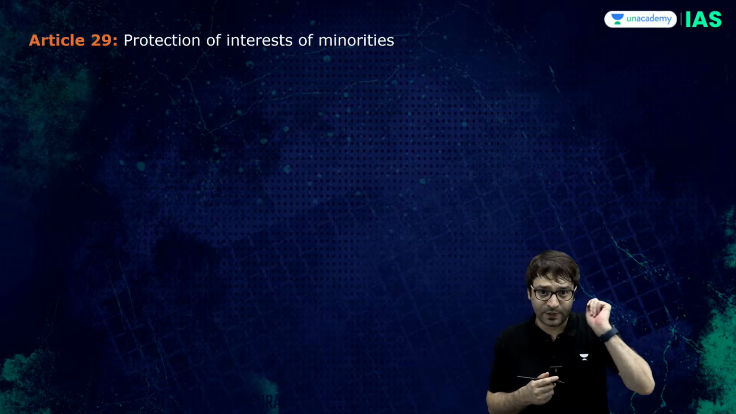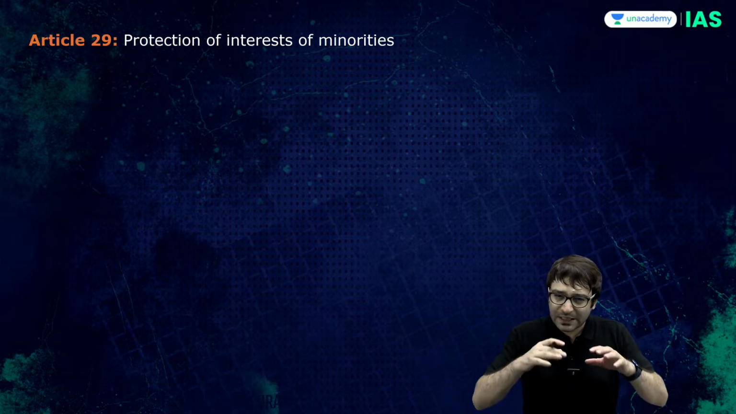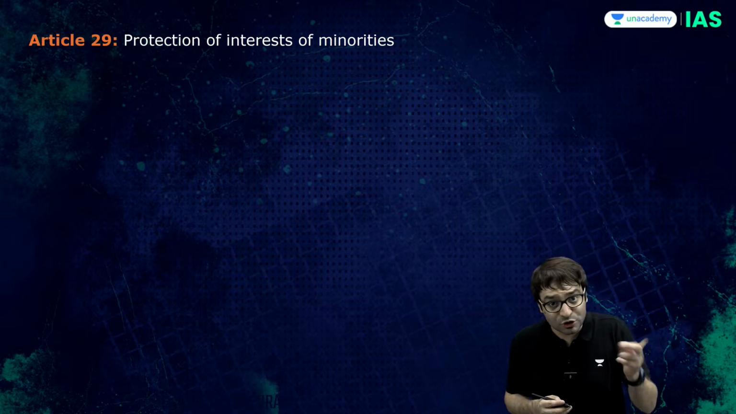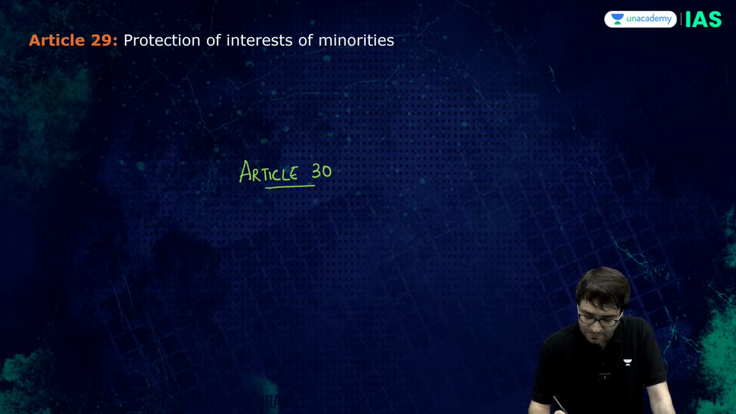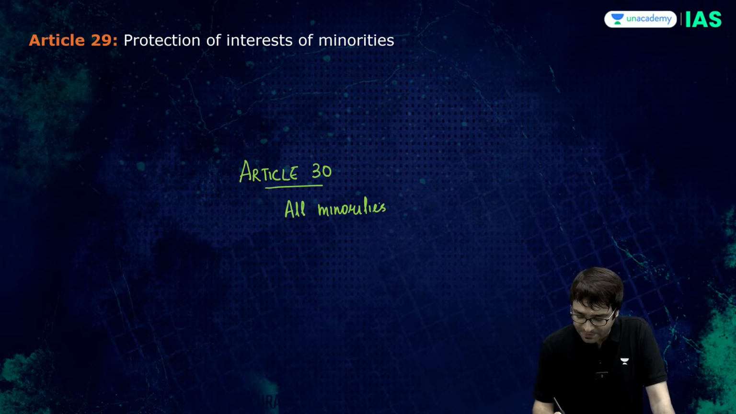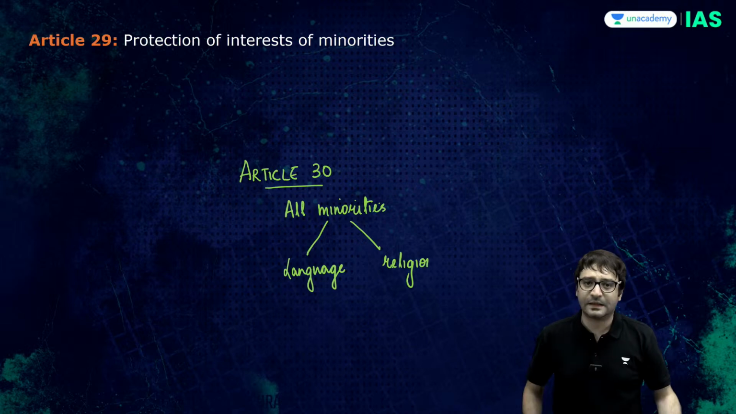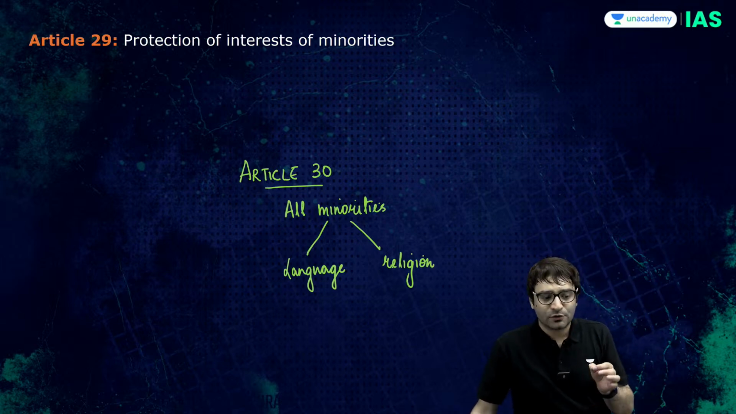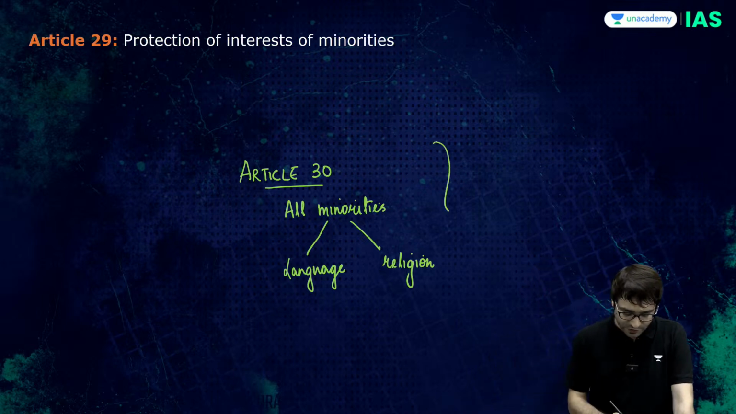Let's look at Article 29. Listen to me carefully. Article 29 does talk about protection of interest of minorities, but it doesn't say anything about the minorities. Who talks about minorities? Article 30. It is this Article 30 who says all minorities, whether based on language or religion, they have a fundamental right, which is to establish, manage, and administer educational institutions of their choice.